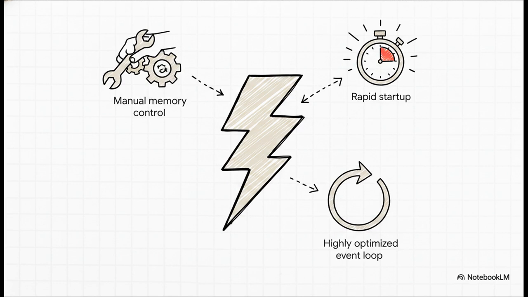Second, while Node uses Google's V8 engine, Bun utilizes the JavaScript Core, or JSC engine, which is highly optimized for fast startup times. And finally, Bun relies on a completely custom-built event loop rather than Node's traditional libuv. All these ground-up design choices literally culminate in unmatched application performance.